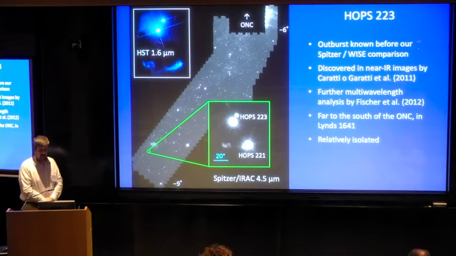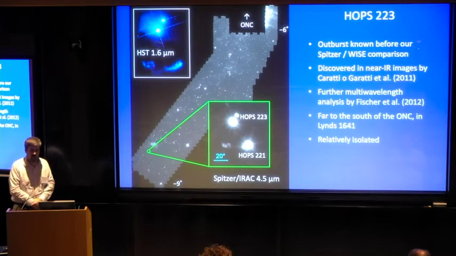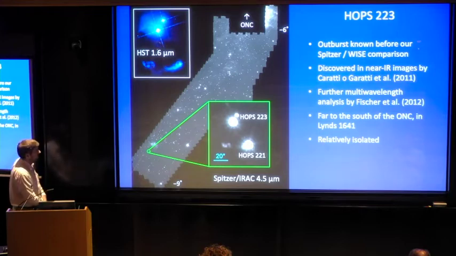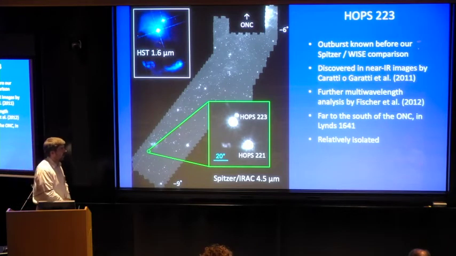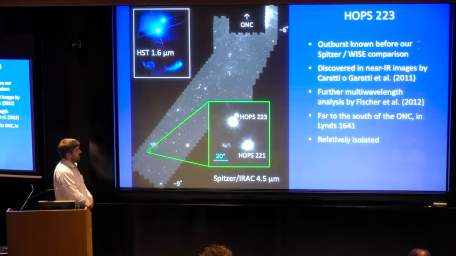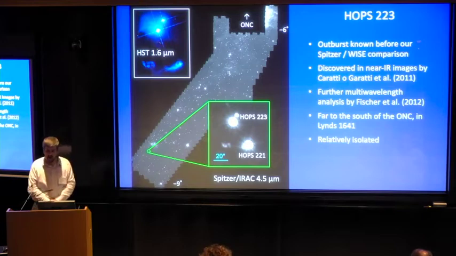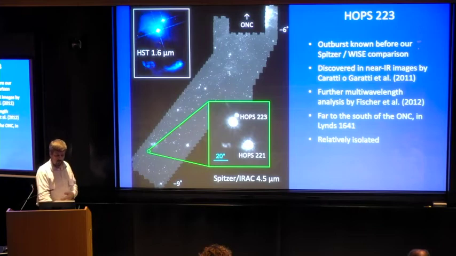One of our detections was HOPS 223. This was more of a recovery. Its outburst was known before we did the comparison. It was discovered in near IR images. We did additional multi-wavelength analysis once we had the Herschel data in hand and some near IR spectra. It's far to the south of the Orion Nebula cluster in sort of the distant suburbs, and therefore relatively isolated.